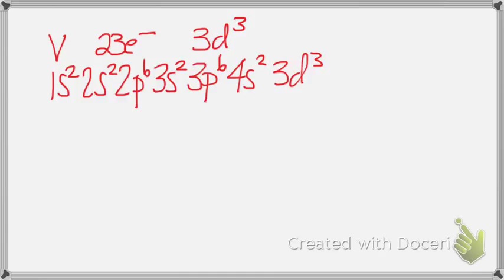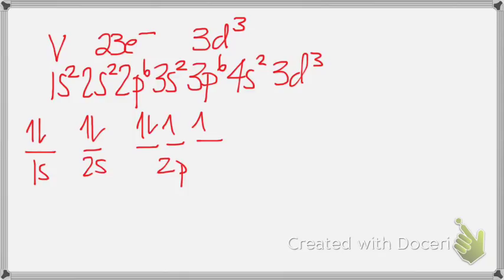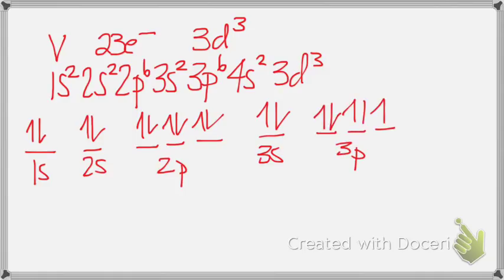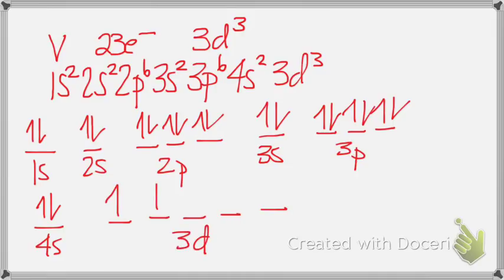If I was going to draw that in an orbital diagram: 1s, up, down; 2s, up, down; 2p, up, up, up, down, down, down; 3s, up and then down; 3p, give everybody an up before you give them a down; and then comes 4s, up, down, and then comes 3d, which has 5 orbitals, but we only have 3 electrons, so we would draw it like that. So that's what its orbital diagram would look like.